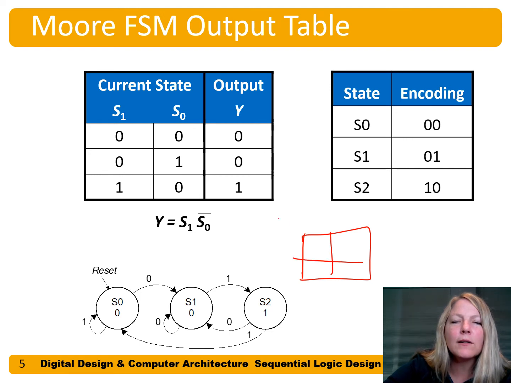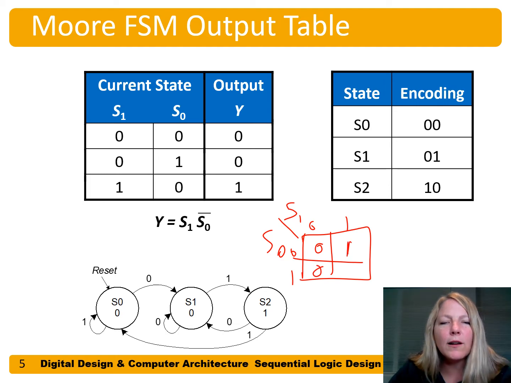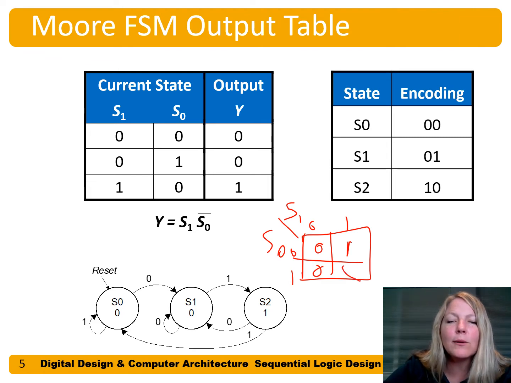So for example, here's our K-map for this. And we have output of 0 for those two cases. 1, 0 gives us 1. Well, what about 1, 1? The 1, 1 state, well, we don't have that. We're not using that in this FSM. It's an unused state, so we can put a don't care there. And then we can circle that and say, okay, well, Y is just equal to S1.